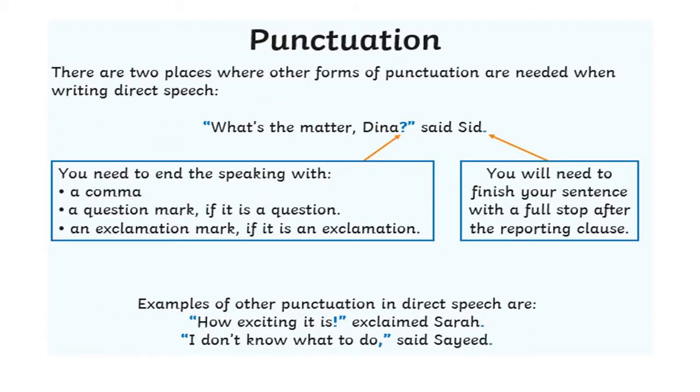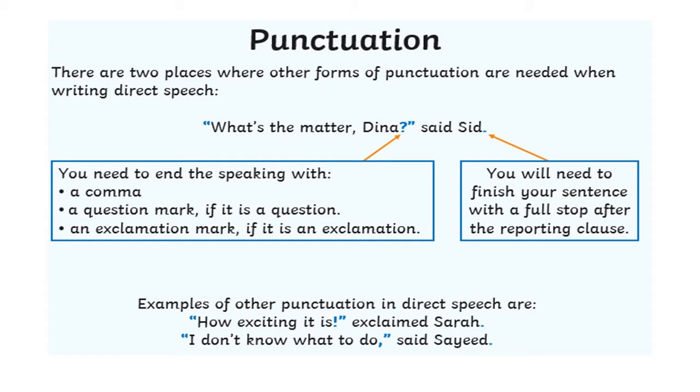There are two places where other forms of punctuation are needed when writing direct speech. You need to end the speaking with punctuation, either being a comma, a question mark if a question is being asked, or an exclamation mark if it is an exclamation. Then you will need to finish your sentence with a full stop after the reporting clause.